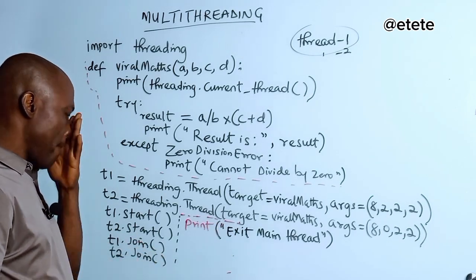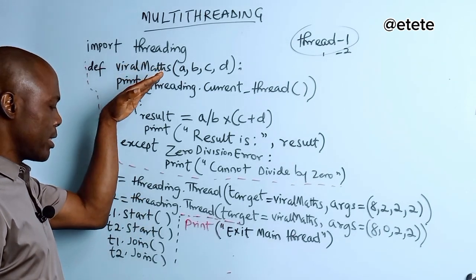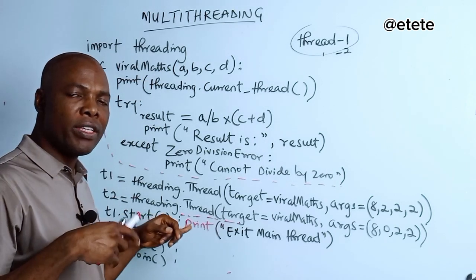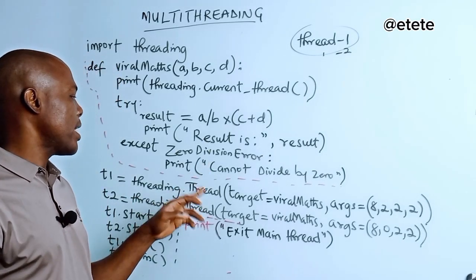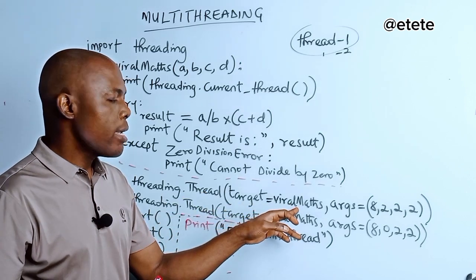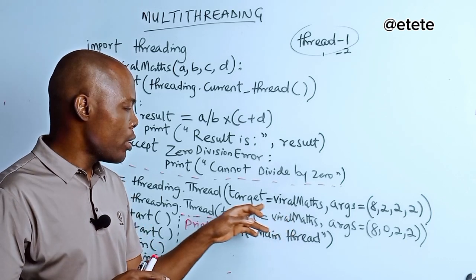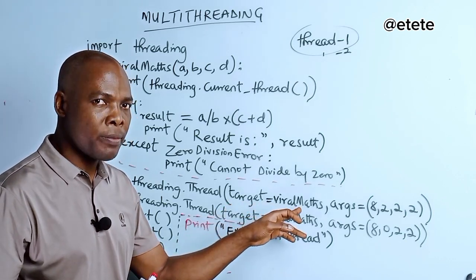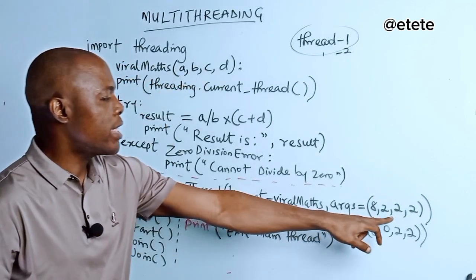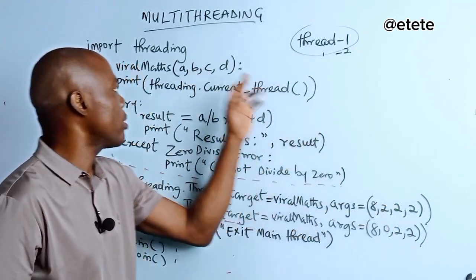Now, I have created my two threads, and then I am asking the threads to perform the task. So the moment it gets to this place, T1.start, this start will activate the run method that is inside this thread class. Now, that run method, looking at this, what task is it supposed to perform? So it will come here and see that the target is viral math. So it will look for the viral math function. Then it will go in and supply this argument: the first value will be given to A, 2 will be given to B, this other 2 will be given to C, and then the third one will be given to D.